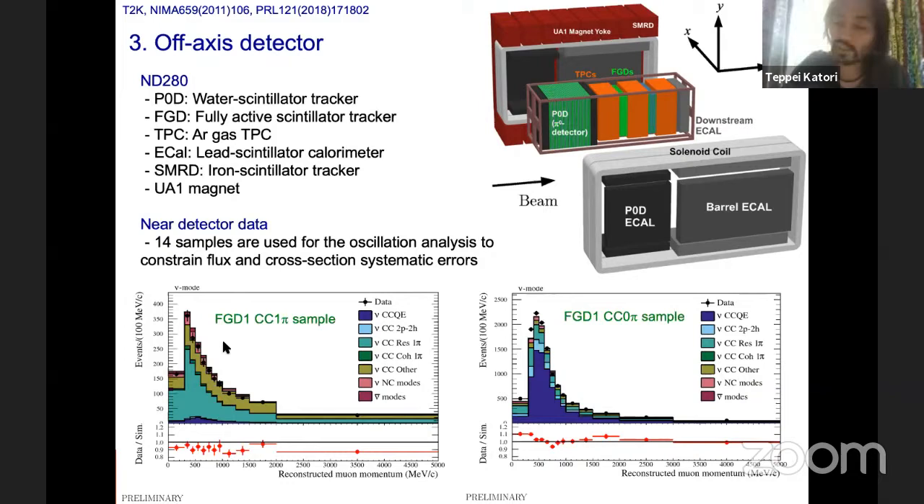So the right histogram is a CC zero pi. In this case, the outgoing track is just the charged lepton, so no pion. And you see the differences. On the left plot, where you generate pions, of course, the dominant contribution is the baryonic resonance pion production, which is this green contribution. And on the right plot, if you don't see the pion, the dominant contribution is the CCQE, which is the signal channel. So the trick we use is to perform many different measurements simultaneously so that we understand the contribution of each channel and also the error associated with each interaction mode.